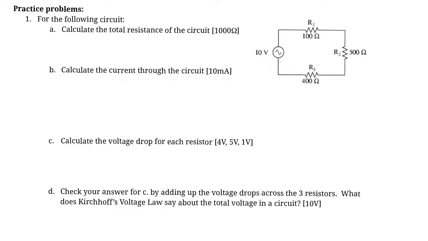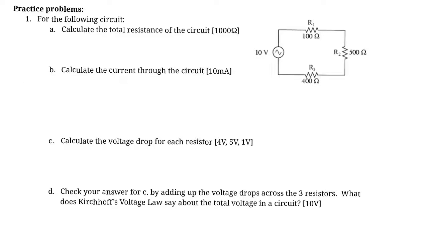This circuit here has a 10 volt power source. This little squiggly line actually indicates that it's an alternating current power source, or voltage source. It doesn't really matter for our calculations, just a word of interest. So this circuit has three resistors. Resistor 1 has a resistance of 100 ohms, resistor 2 500 ohms, and resistor 3 400 ohms.